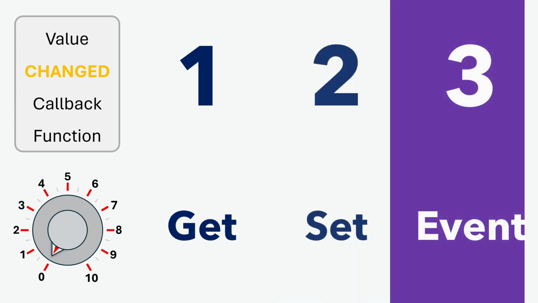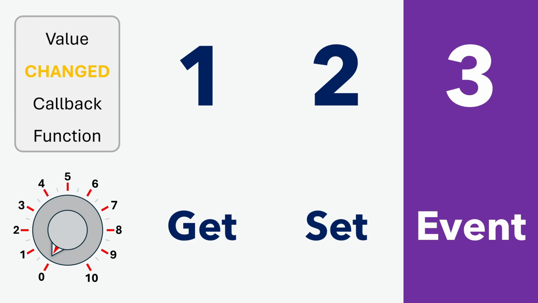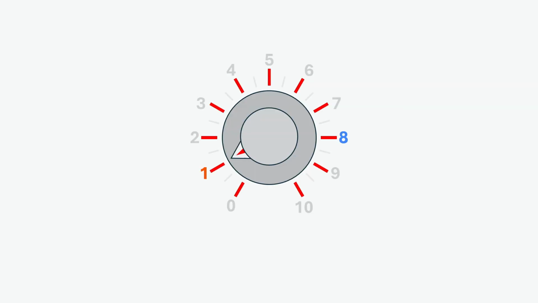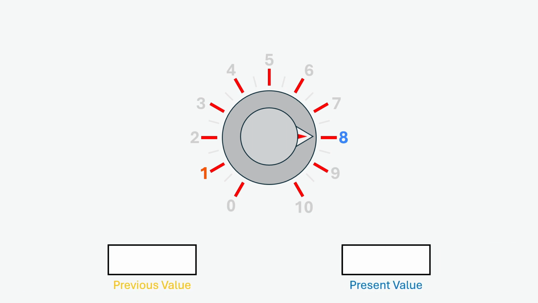Now let's look at example number 3, where we are going to use the event argument of the callback function. Now consider this. Right now the value is set to 1 and we are going to change the value to 8. Now we are going to access this previous value and present value. Previous value was 1 and present value is 8. So how do we get these two values?